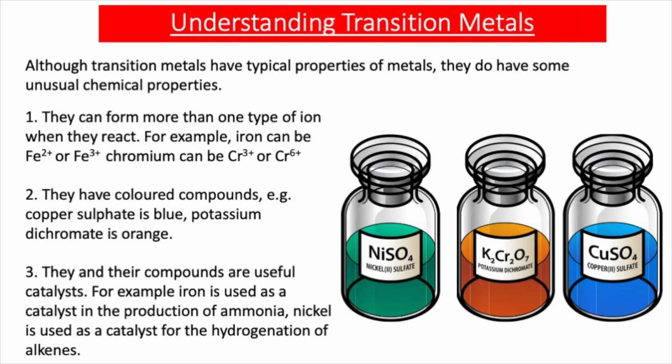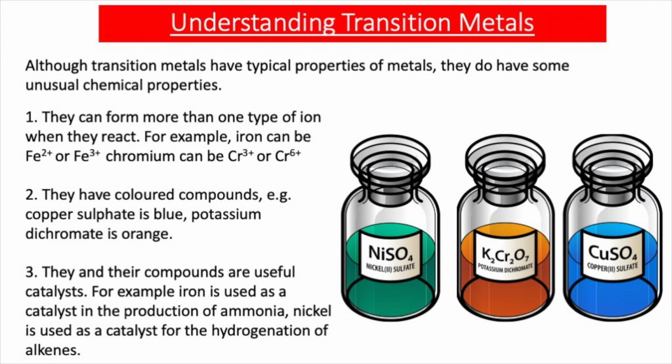Now, although transition metals have typical properties of metals, they do have some unusual properties, and we call these chemical properties. Now, transition metals can form more than one type of ion when they react. So, for example, iron can be Fe2+ or Fe3+ when it's part of a compound. Chromium can be Cr3+ or Cr6+, for example, when it's part of a compound. And this is a common feature of transition metals.